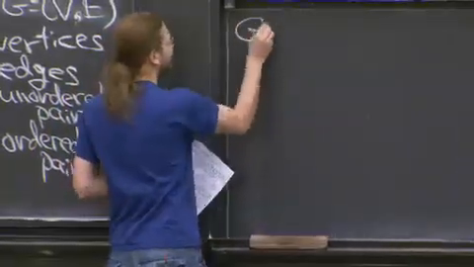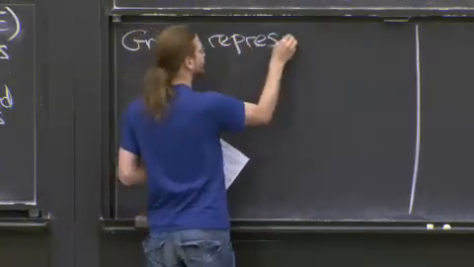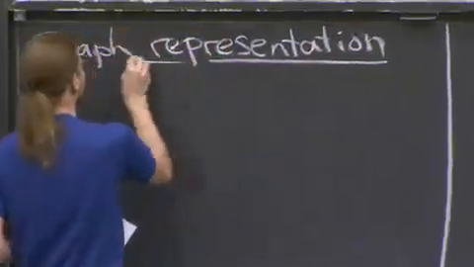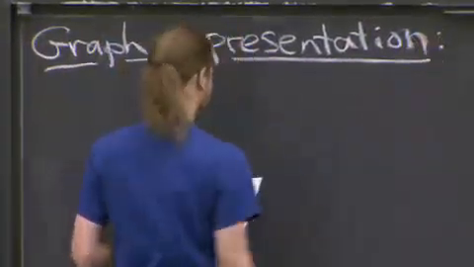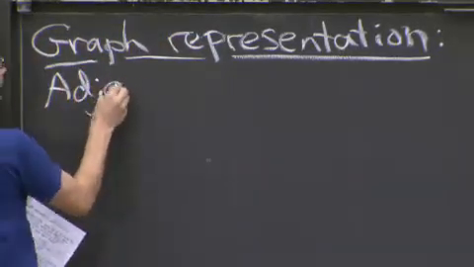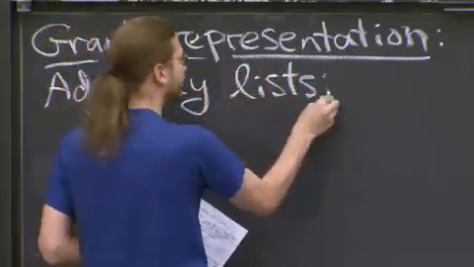OK, let's talk about graph representation. Before we can talk about exploring a graph, we need to know what we're given as input. And there's basically one standard representation and a bunch of variations of it. And they're called adjacency lists.